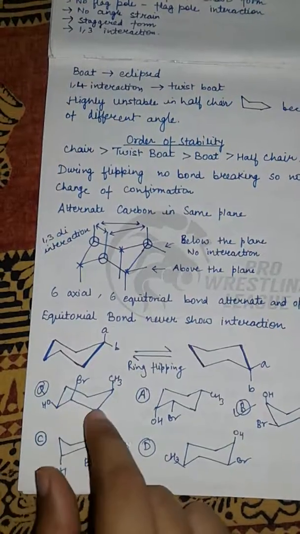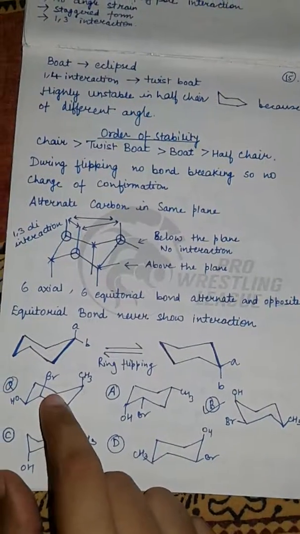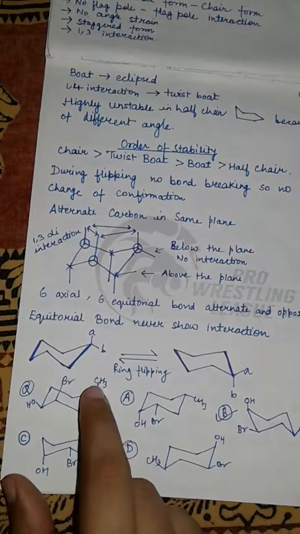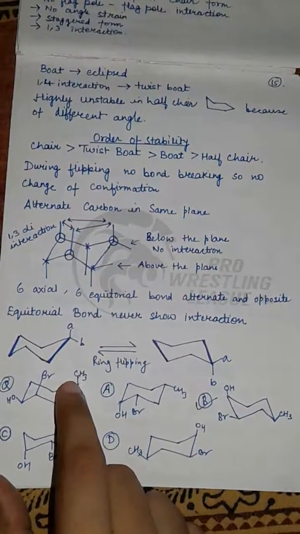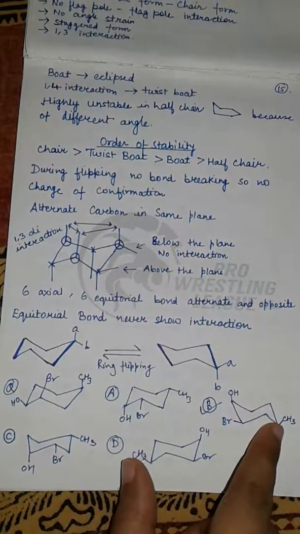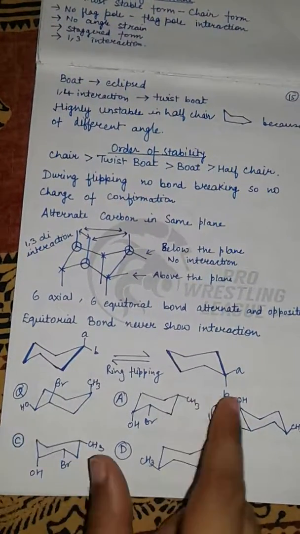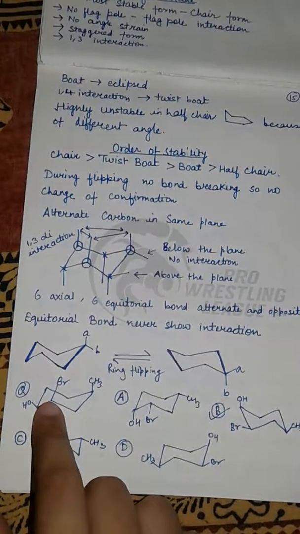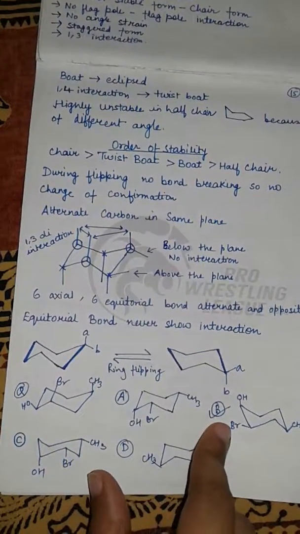For example, this is the question. For the ring flipping, 4 options are given. The correct one is this, because the positions are shifted by one position, and the axial has become equatorial, the equatorial has become axial.